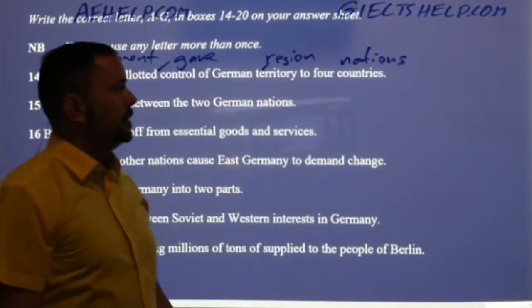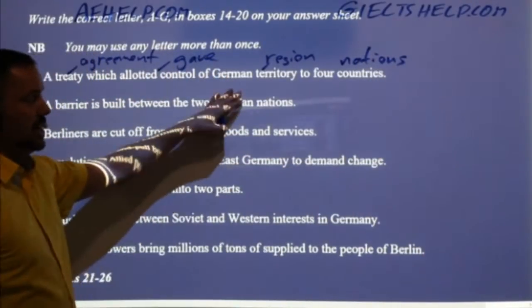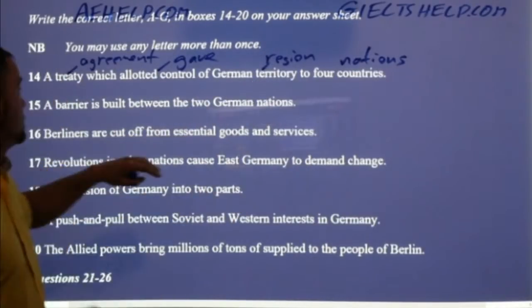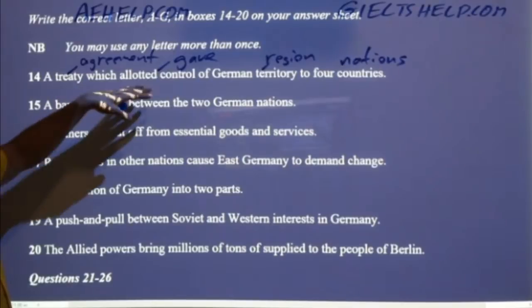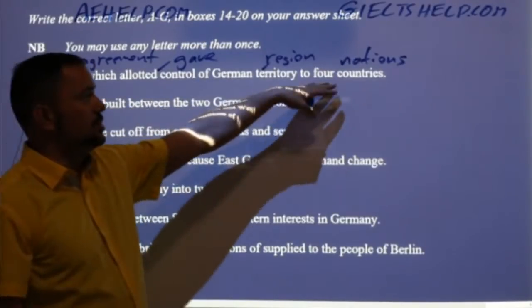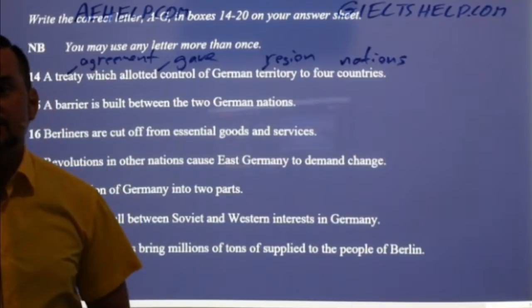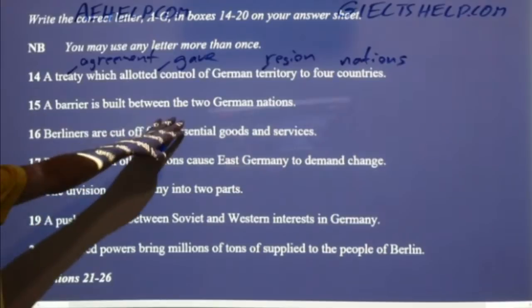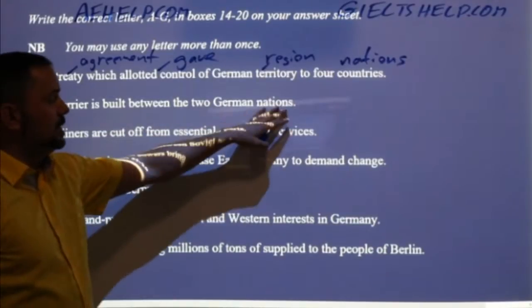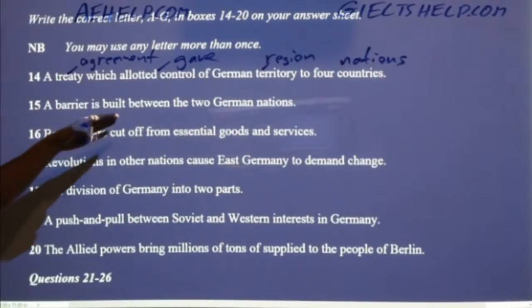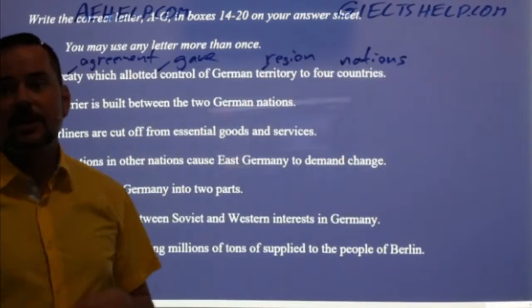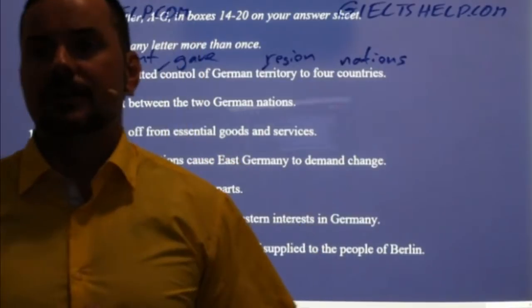Okay, so in your mind, when you're doing the actual exam, you want to think about how to paraphrase. So, an agreement that gave control of German regions to 4 different nations. All right, the next one. A barrier is built between the two German nations. So, a wall is constructed between the two sides of Germany. Okay, that would be my paraphrase there.